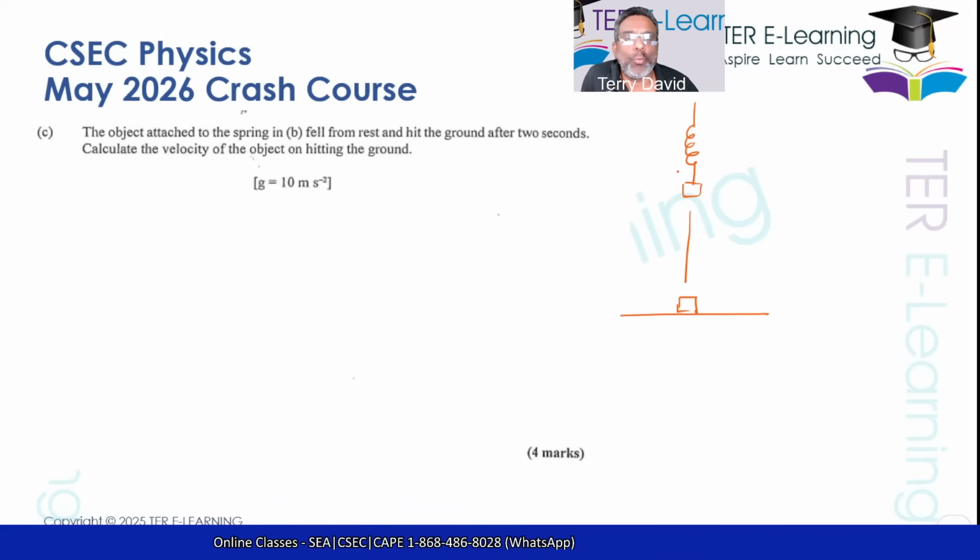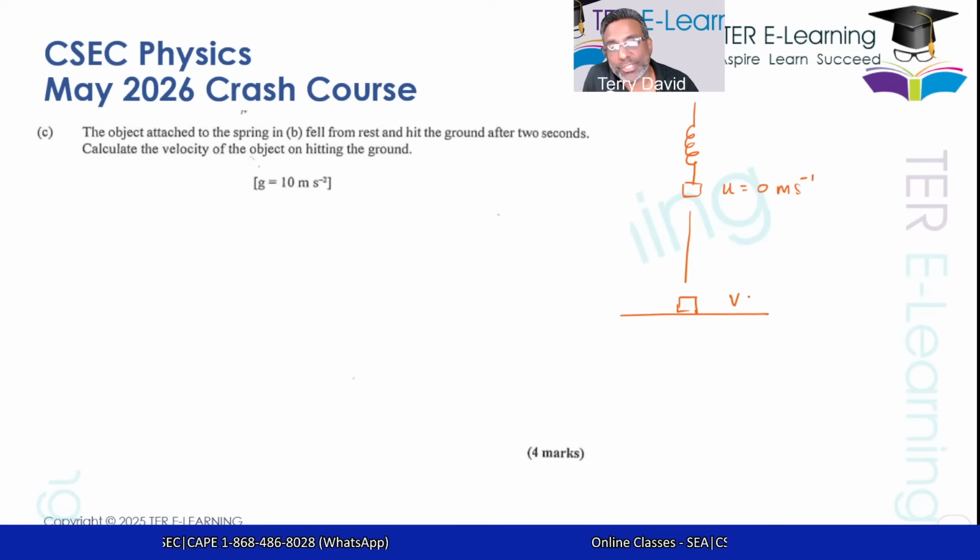So first of all, when an object is free falling, it falls with a particular acceleration. Now, before the object fell, it had an initial velocity of 0. It wasn't moving, it was just hanging. So u is 0. The final velocity, we normally call it v, and we don't know what that is. That's what you're trying to figure out. The time taken for the object to fall is 2 seconds. So t is equal to 2 seconds.